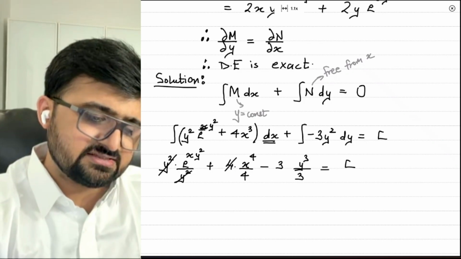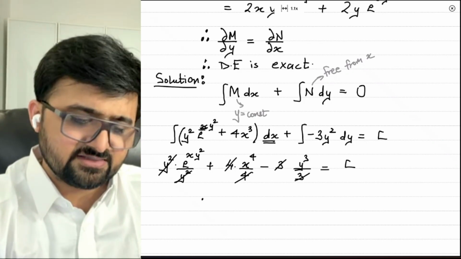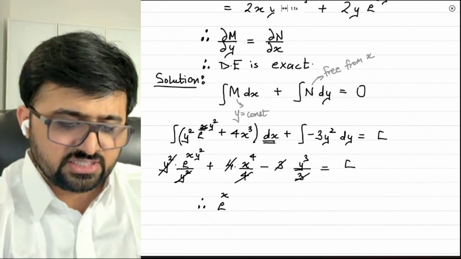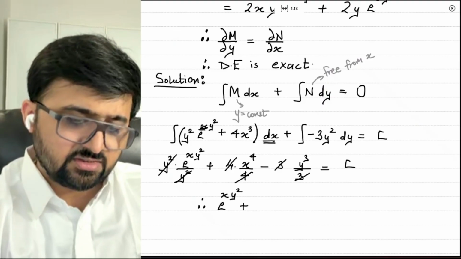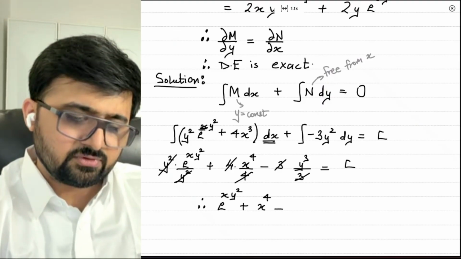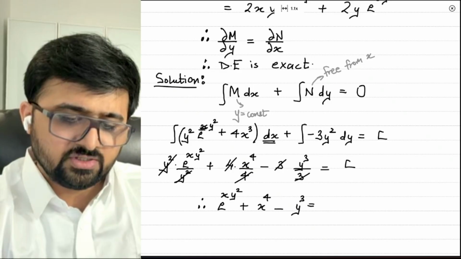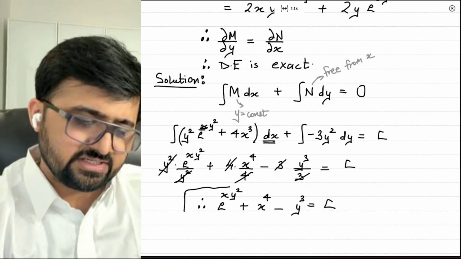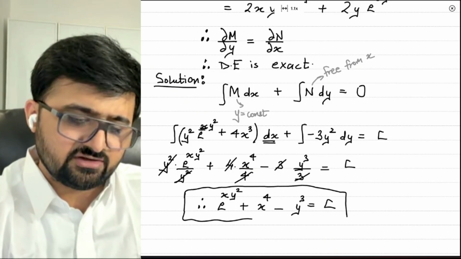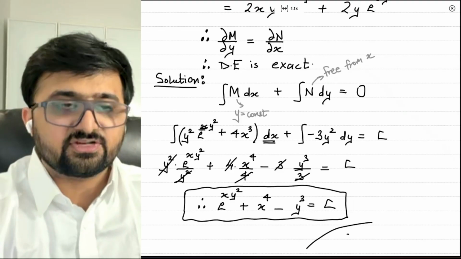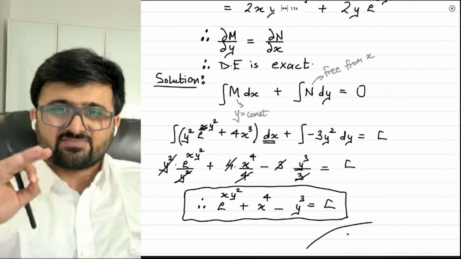Let's cancel these, and we have the solution: e^(xy²) plus x⁴ minus y³ is equal to the constant of integration c, and this is the general solution of this differential equation. I hope that makes sense.